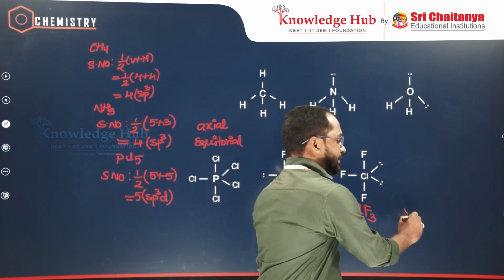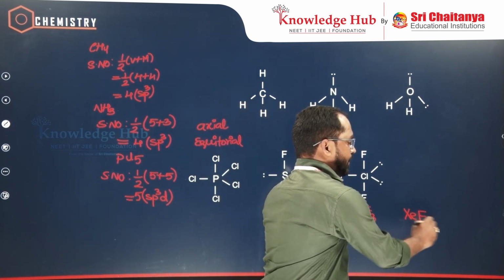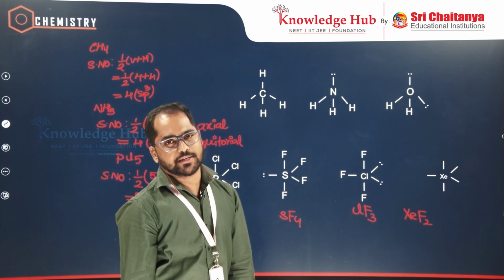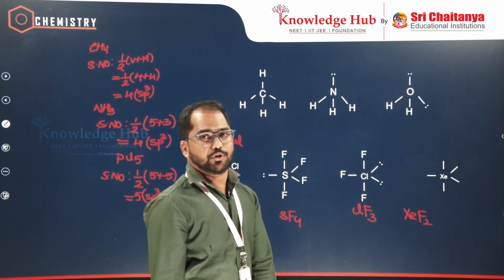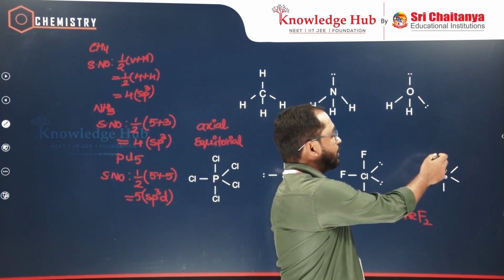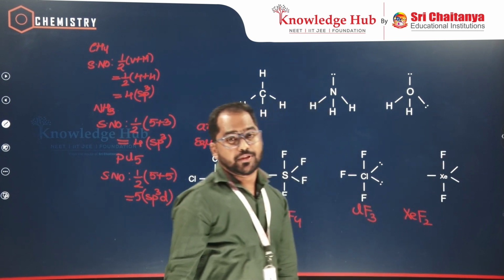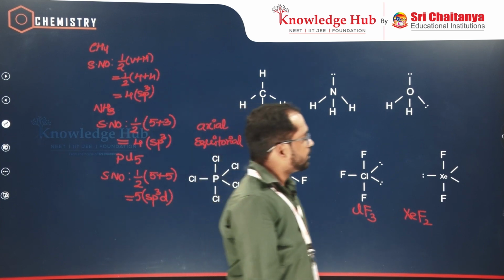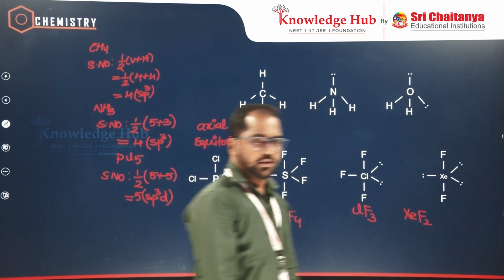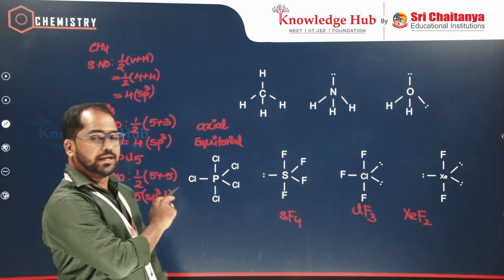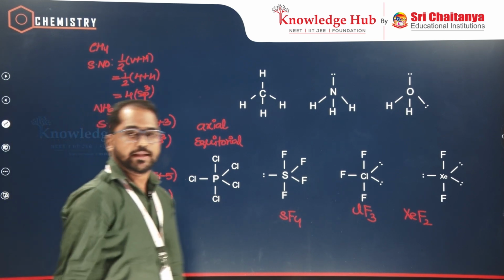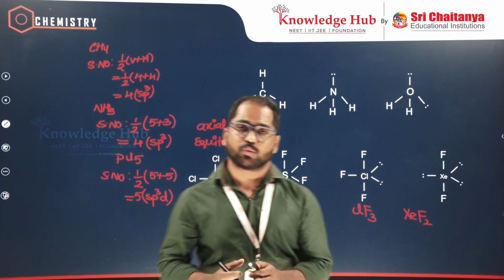Finally, we can go for xenon difluoride, in which xenon again has the same trigonal bipyramidal geometry. But how many fluorines? Only 2. We need to keep the fluorines at the axial positions, and the other 3 positions are going to be 3 lone pairs of electrons. In this way, if you know the steric number, we can go for the geometry and then we can fill in all the atoms. Let's see our question now.